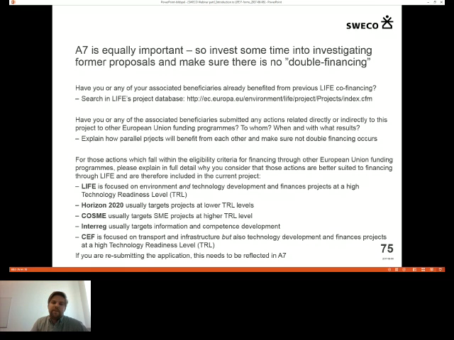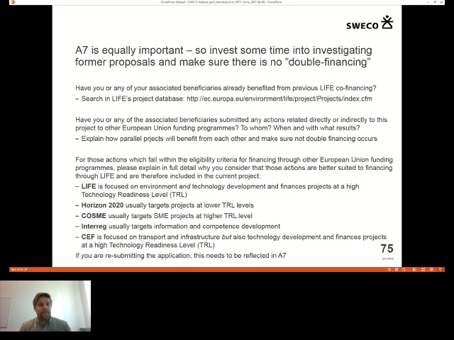Interreg is different. They're not really developing technology, or only to a small extent. They have very many different focus areas. I would say that their projects are usually targeting information and competence exchange between different countries and especially public authorities.